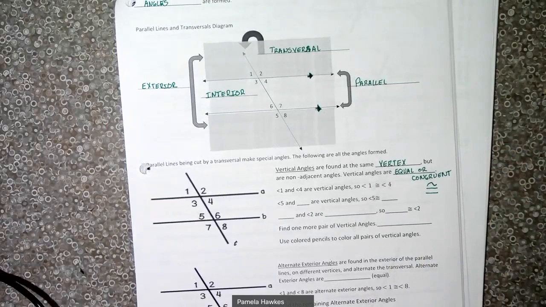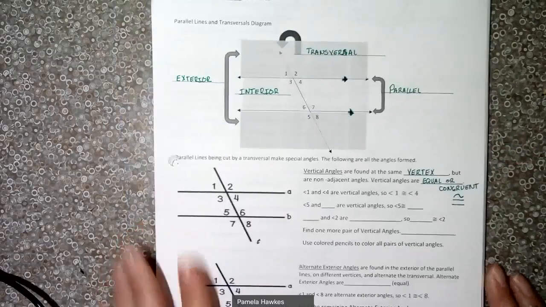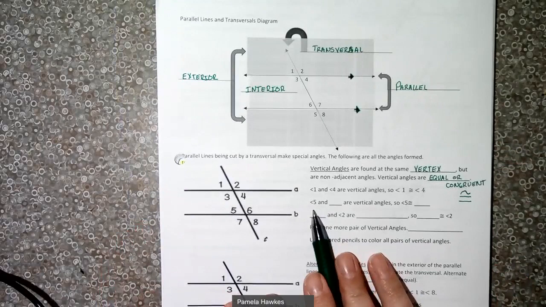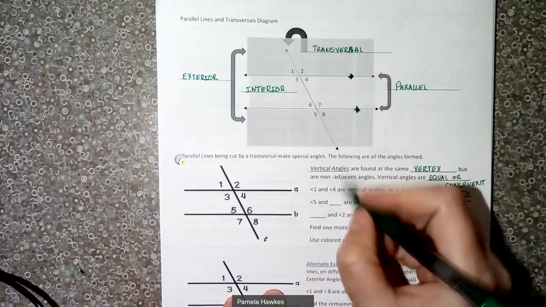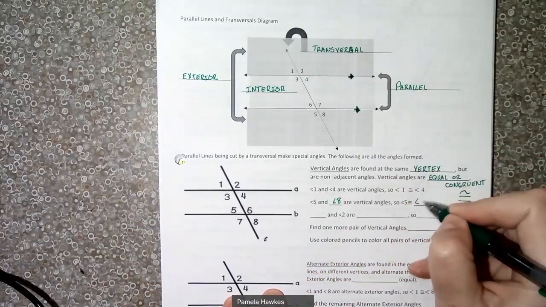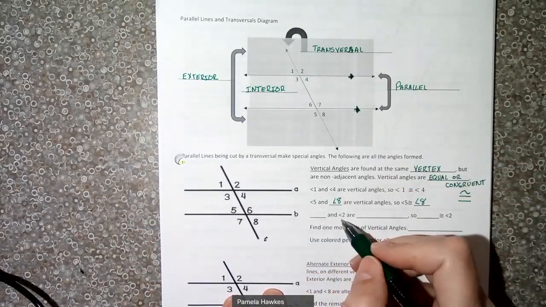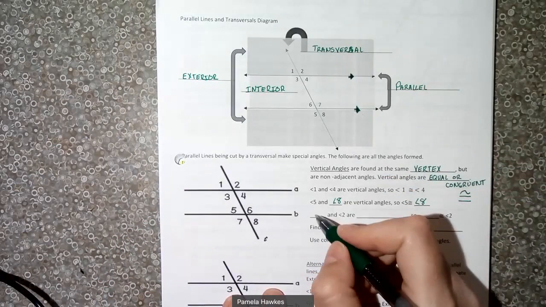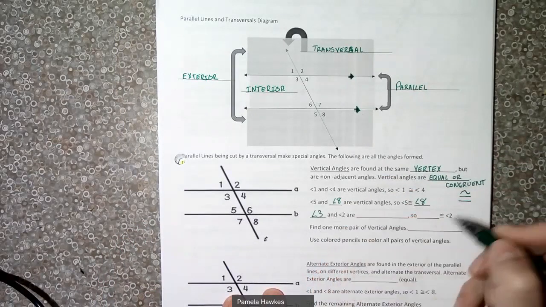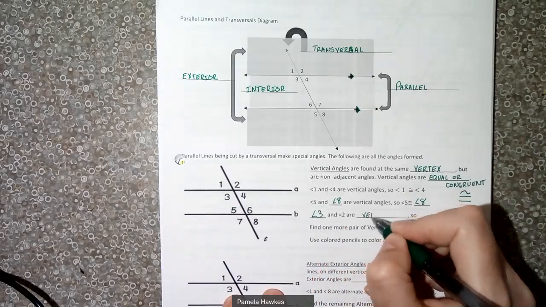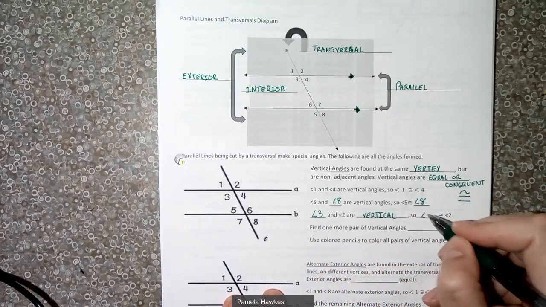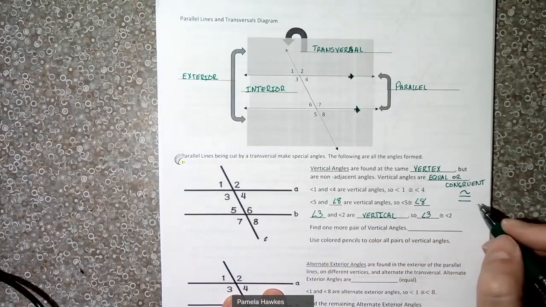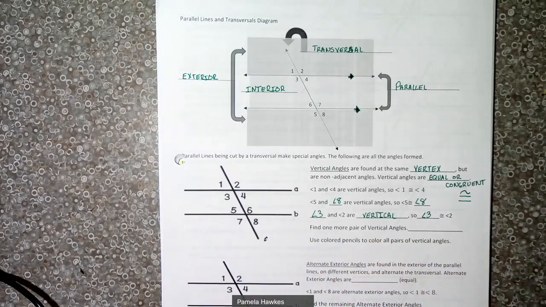Did you learn that last year? I don't know if some of you did, some of you didn't, some of you don't remember. Hopefully you already knew that. So going down, 5 and what are vertical angles? 8. Something and 2. What angle and 2? 3 and 2 are vertical. So angle 3 is congruent to angle 2. We got that one?